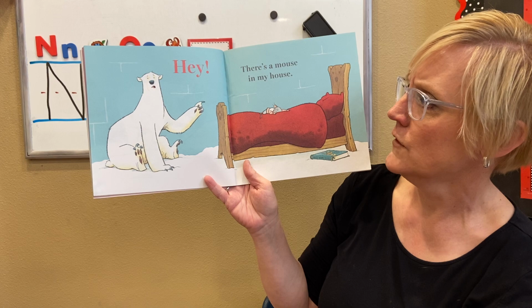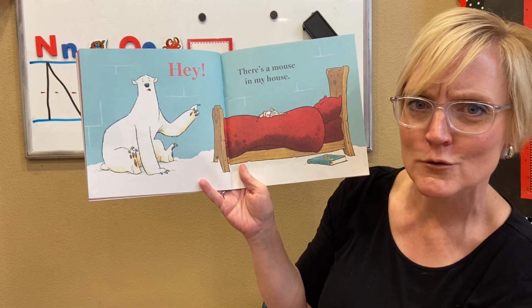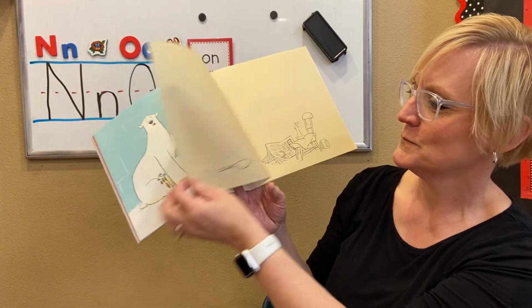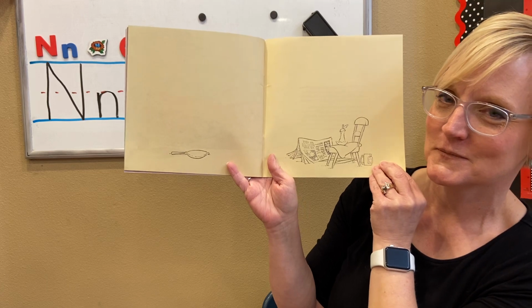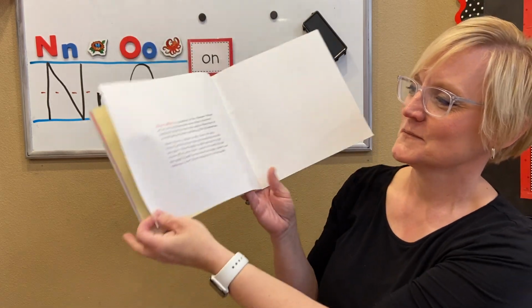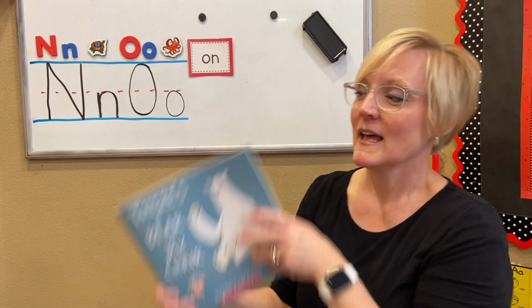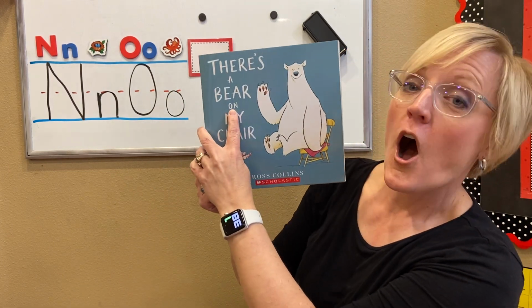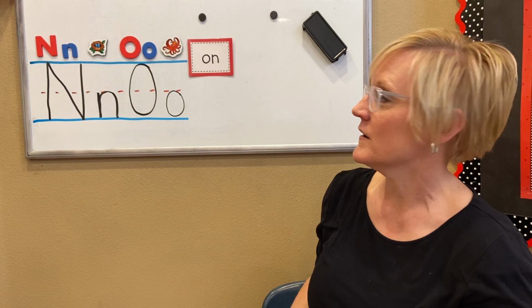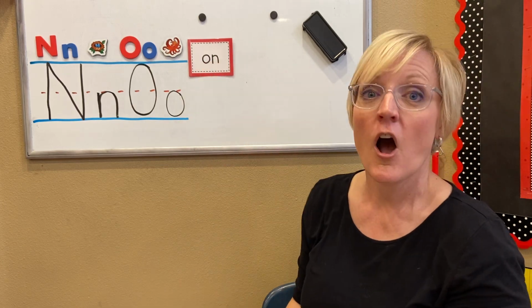Hey, there's a mouse in my house. That mouse got him back. He went and got into his bed. There's a bear on my chair. O-N says on.